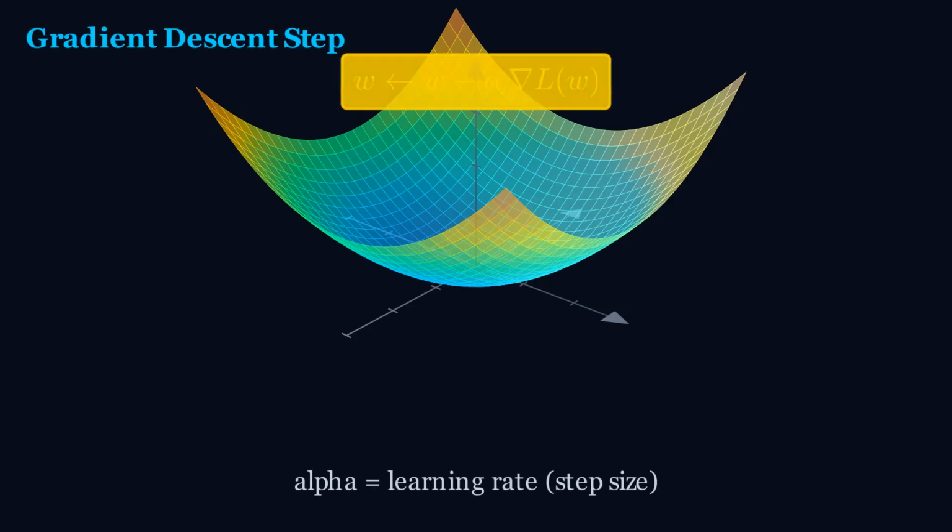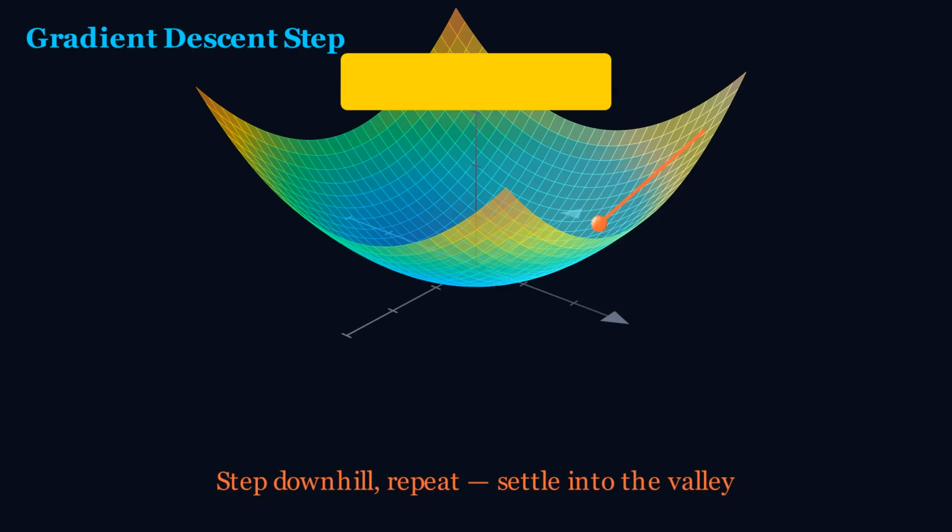The update rule is this: new weights equal the old weights minus the learning rate times the gradient. We repeat it again and again, each step nudging us a little further downhill. Watch the ball descend. Step by step it follows the slope downward, settling into the valley, the point of minimum loss. That, in essence, is gradient descent.